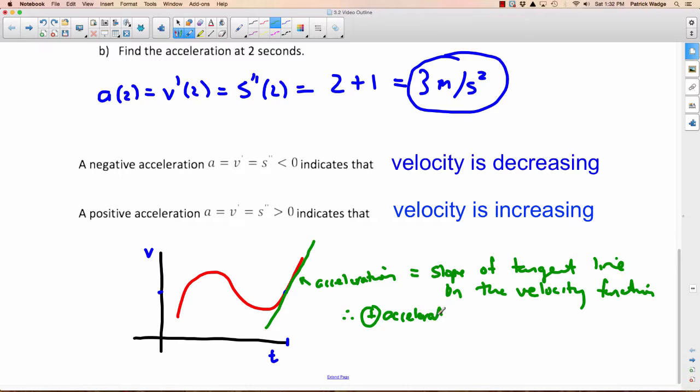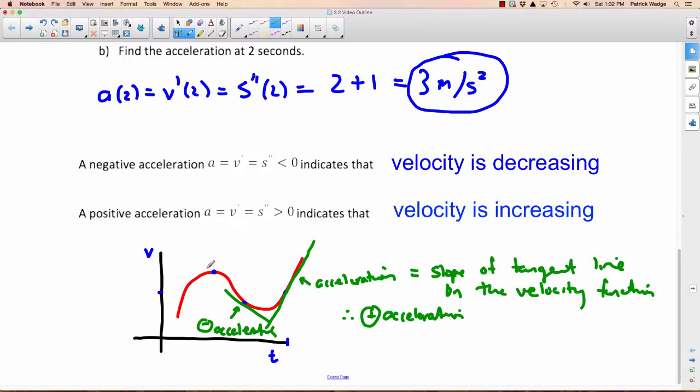The speed is getting faster and faster and faster, and you can see it's going up. Okay, what if we looked at this point right here? Well, if I was to draw the tangent line there, it would look something like this. So at this spot, it has negative acceleration. In other words, it is slowing down. And again, that should be very obvious to you. The velocity is getting less and less. It's definitely slowing down.